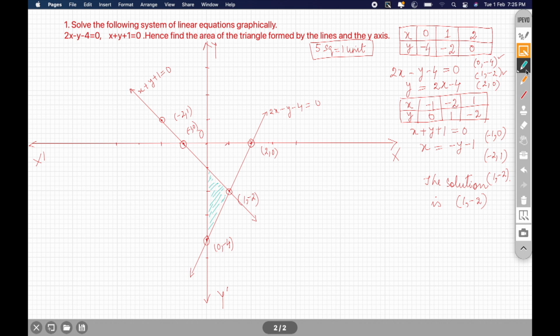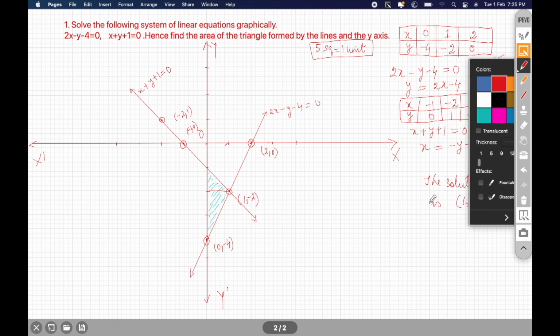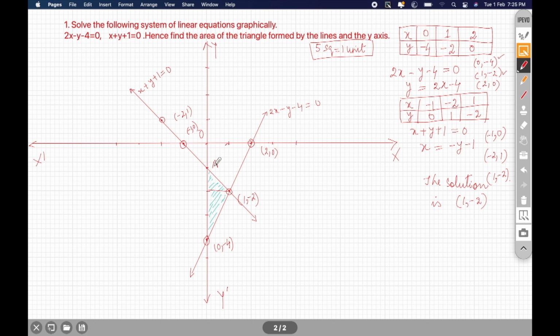So we know the area of a triangle is half into base into height. So if I mark the vertices of the triangle as A, B and C, B turns out to be the solution of the two equations given, and D, BD is the perpendicular for the base AC, right? So area of triangle ACB, here we are naming it in anti-clockwise direction. So it is half into base into height. So the base is AC and height is BD.